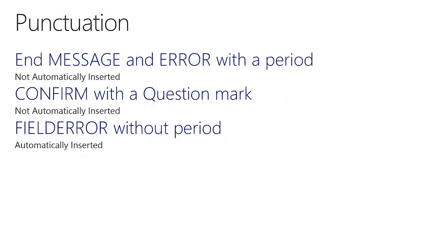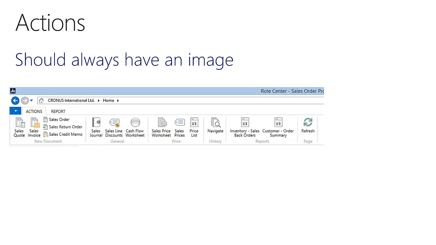Use the correct punctuation. Always end messages and errors with a period and a confirm with a question mark. They are not automatically added. However, the field error has an automatic period. Remember that when using it. Actions should always have an image.